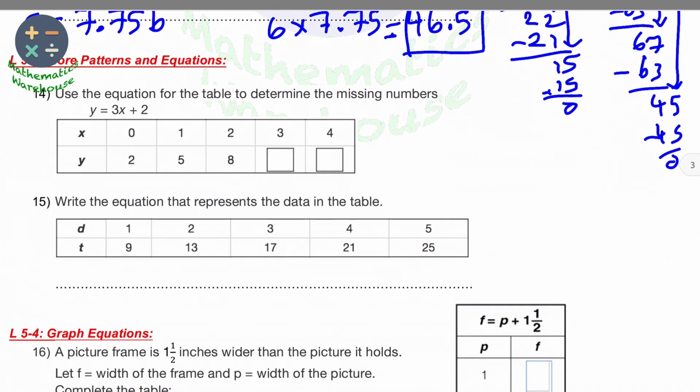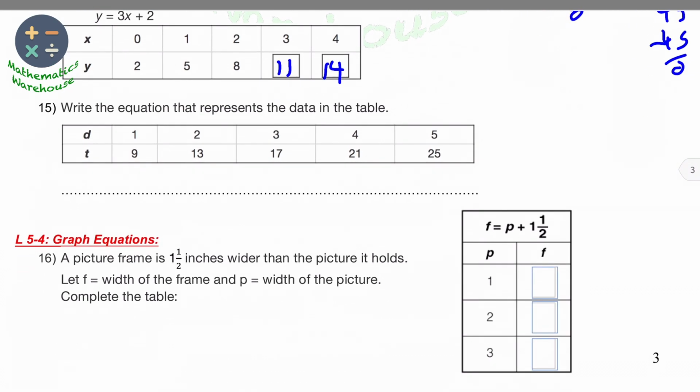Next lesson, more patterns and equations. Use the equation for the table to determine the missed numbers. Y equals 3x plus 2. Substitute for x equals 3, so now it's 3 times 3 equals 9 plus 2 equals 11. And 4 times 3 equals 12 plus 2 equals 14.